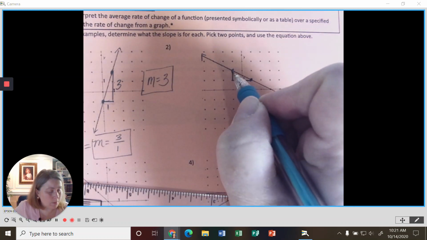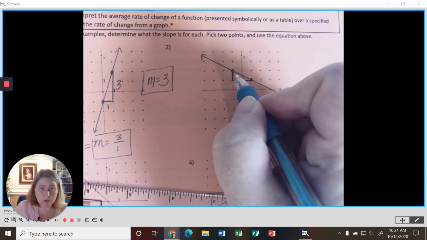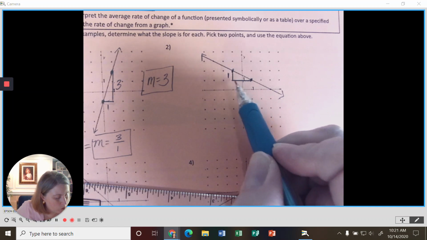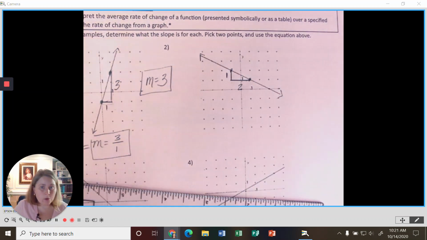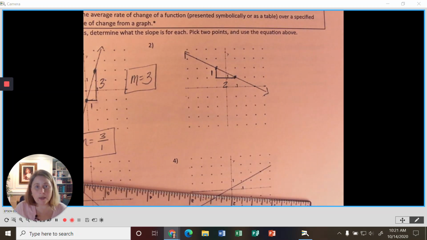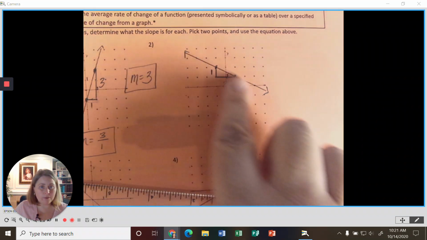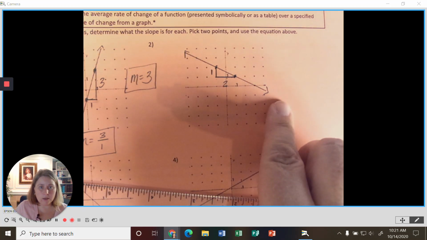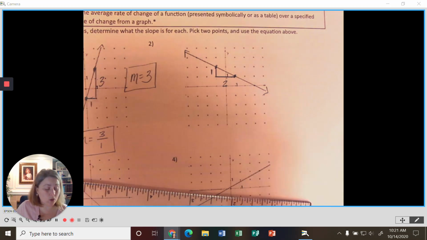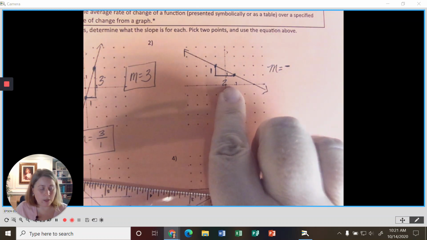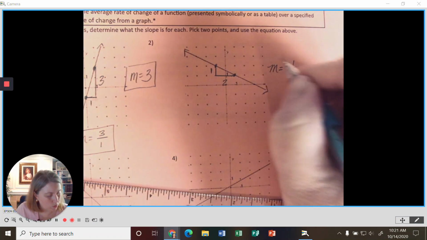So my rise, this is my starting point, so I don't count that, that's just 0. So my rise is 1 and my run is 1, 2. Okay, and then remember when we're using the graph to determine the slope, we have to remember to look for positive or negative slope. So as I read my graph from left to right, is it rising or falling, increasing or decreasing? It's decreasing. Okay, so that means it has a negative slope. So my slope is negative, rise over run, 1 over 2.